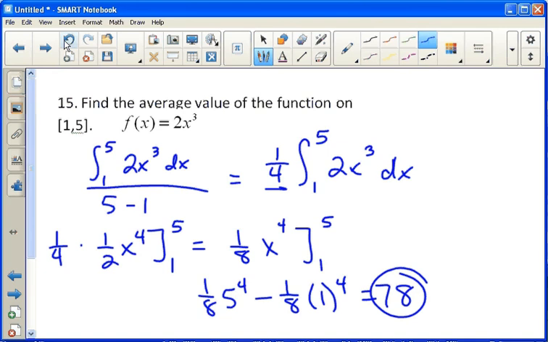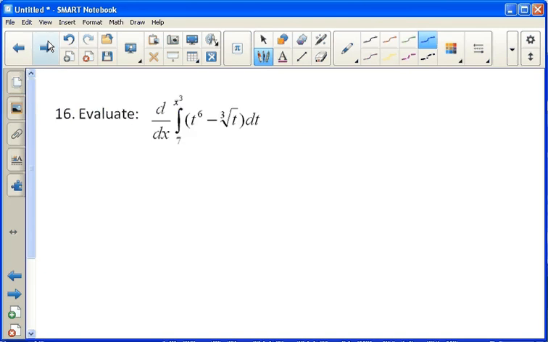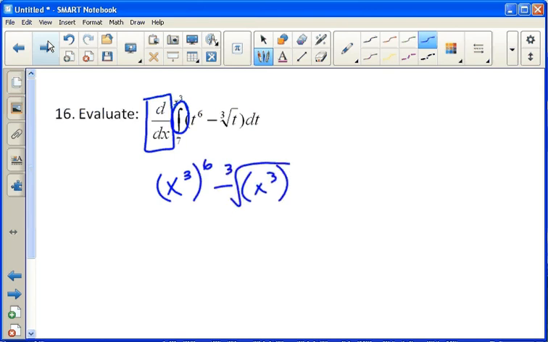16. Okay, once again we're being asked to take the derivative of an integral. So we take the x cubed that's inside and we plug it in for t. So we get x cubed to the 6th minus x cubed being cube rooted. So I plugged the x cubed into both of these t's, then I multiplied the whole thing by the derivative of x cubed, which is 3x squared.